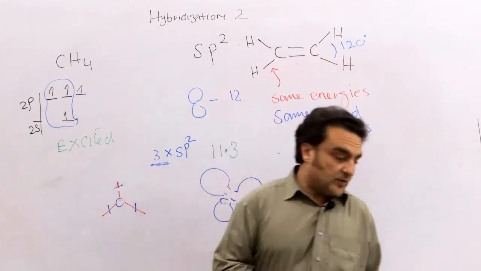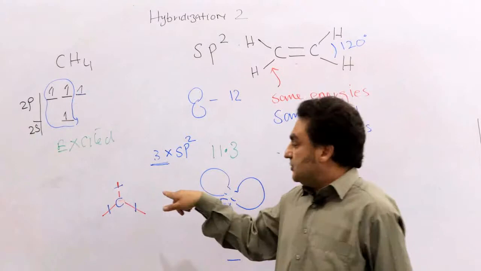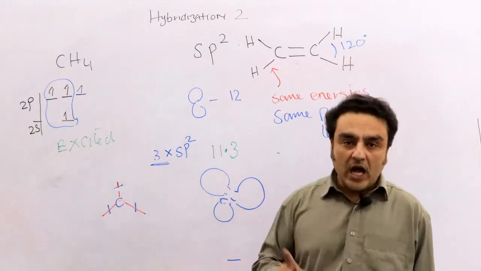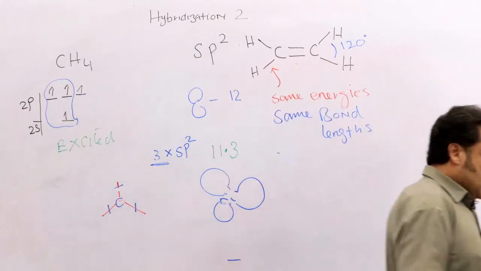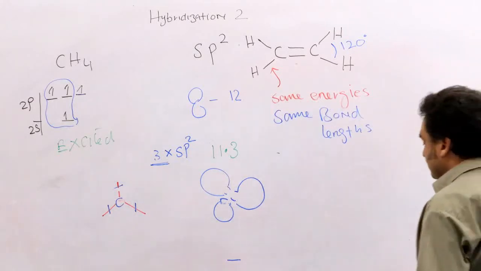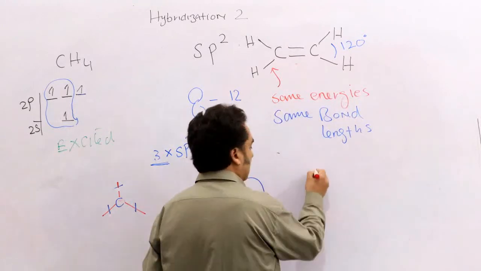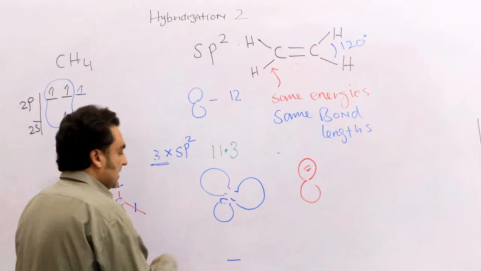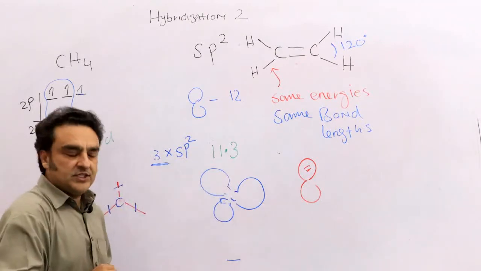But what about the p orbital? So the p orbital should be perpendicular to those 3 orbitals. How? As you know, the p orbital has 2 lobes, both equal. This is the p orbital, and this is left with us. What to do with this thing?